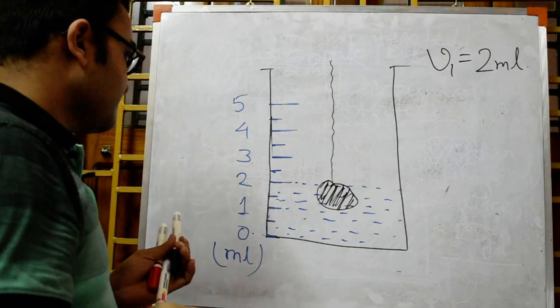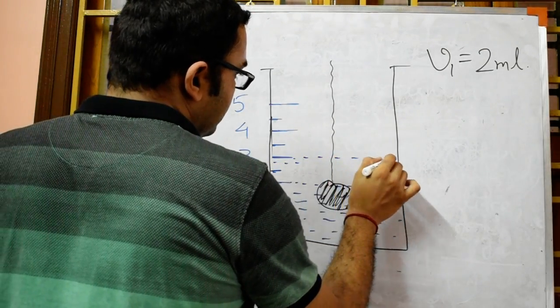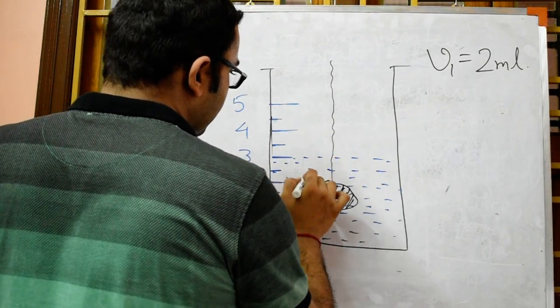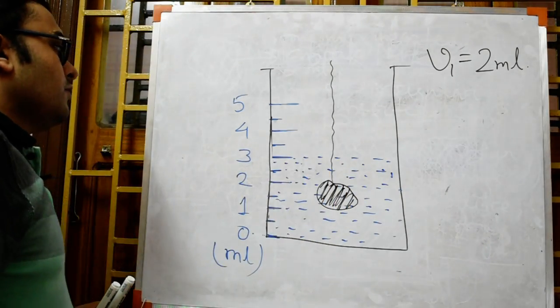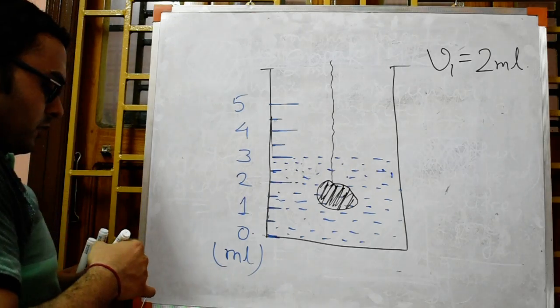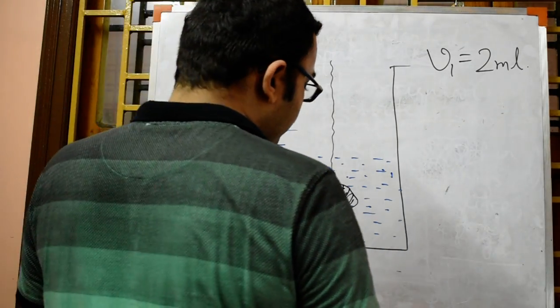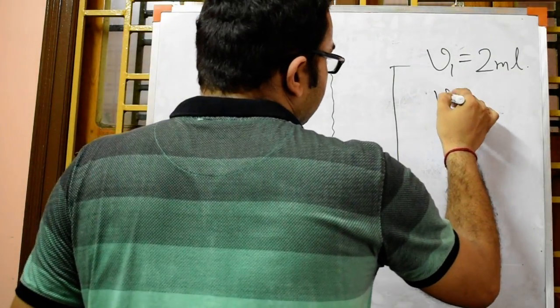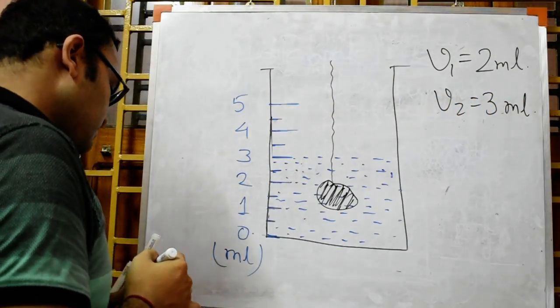So I just see that the volume of the water now has risen to 3 milliliter, okay, fine. So let this volume be actually your second observation. So just mark it as V2 is equal to 3 milliliter, okay, fine.